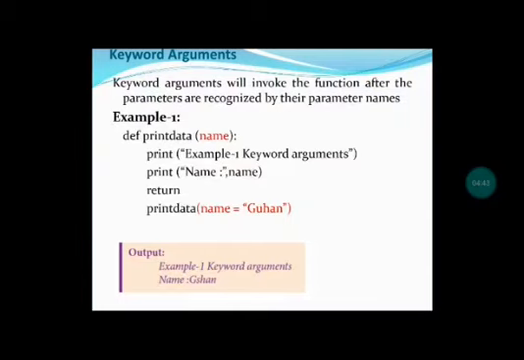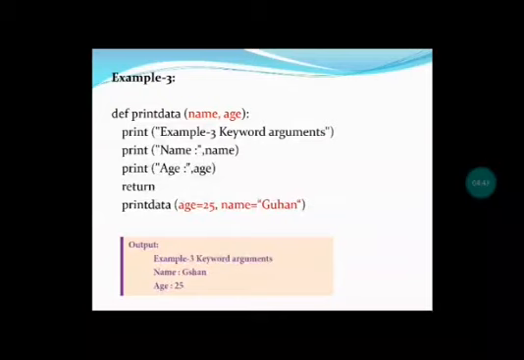Like this example, we can also send more than 1 argument. Let us see the example. Here the function name is print data and we are giving the parameters name and age. Both things we are passing as arguments. Keywords are used: age equal to 25, and another keyword name, and we have given Guhan. So we are passing the two arguments, age is 25 and name is Guhan, and we are calling the function name print data. Then the values will be passed to the parameters.